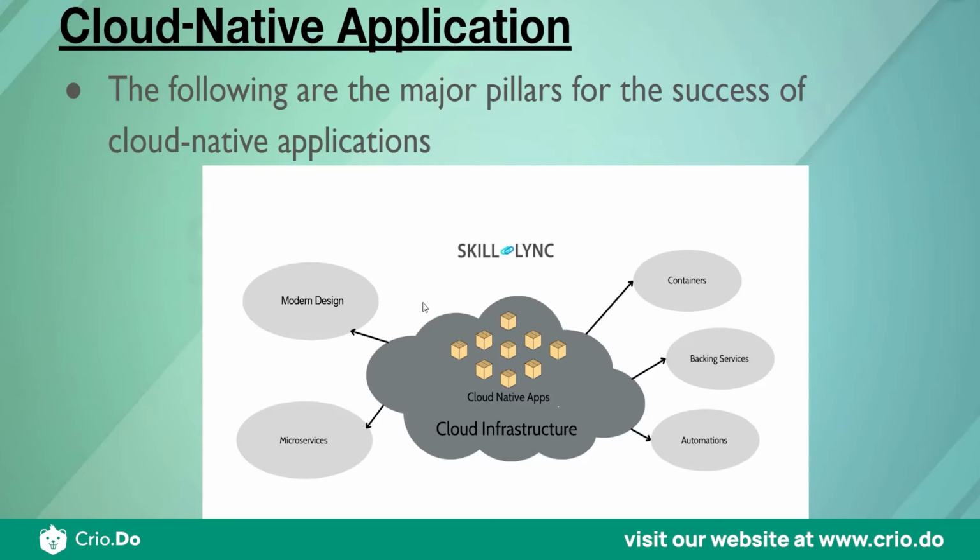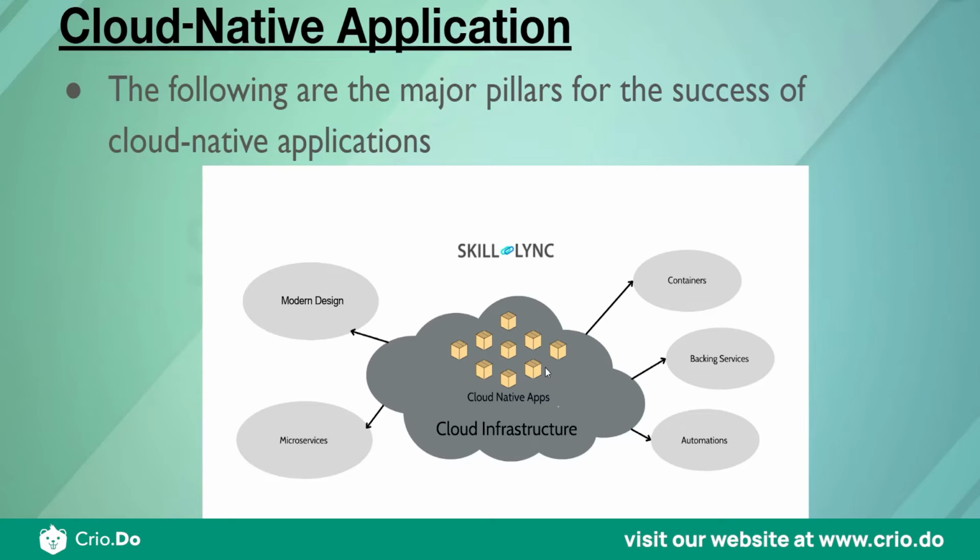So the next thing that we are going to understand is what are the major pillars for the success of cloud native application. In order to create a cloud native application, it's important that you have modern design, you have microservices, you have containers, you have backing services, and you have automations. When you have all these 5 things in place, then you can say that you have created a cloud native application, right?